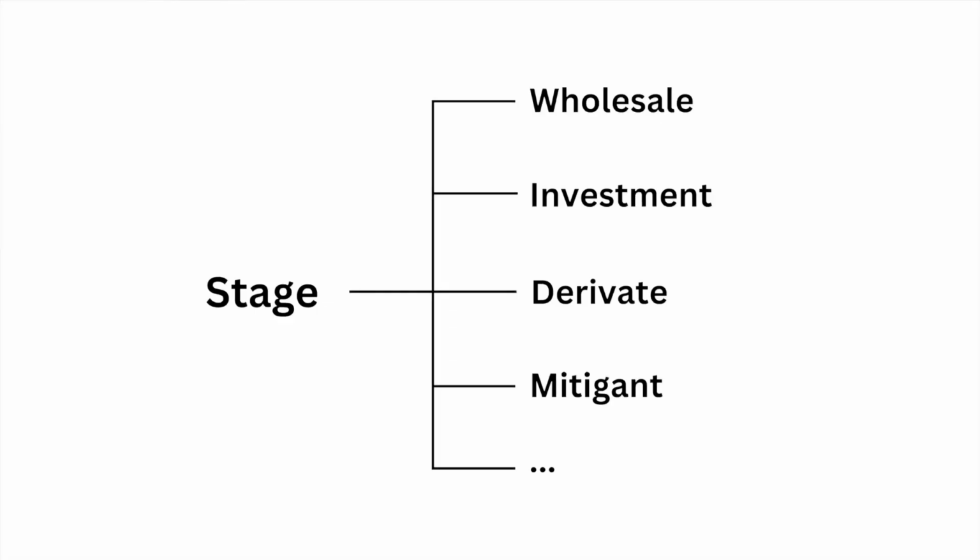In the case of master and reference data, we will split the data across multiple dimension tables. To give an example, party, product, instrument, and country. Within stage, we organize the data further into specific tables, such as wholesale, investment, derivative, and mitigant tables, and so on. Let's take the example of the wholesale table.